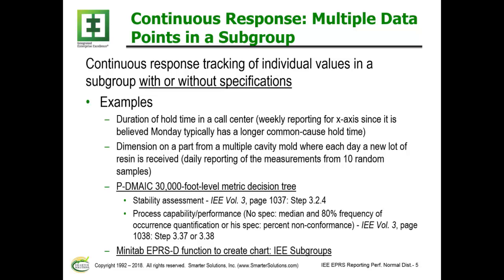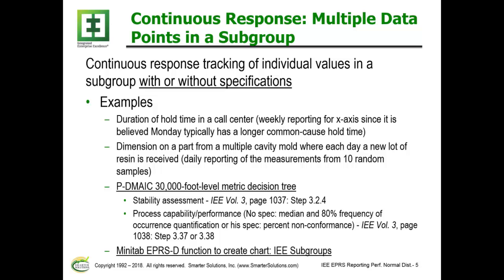Let's consider the situation now where we have multiple data points in a subgroup. This could be, for example, hold time in a call center, where weekly we're reporting the data because Monday always seems to be longer, and we consider that common cause variability. Another one could be the measurements on a part from a multiple cavity mold where each day a new lot of resin is received. So we don't want to view the resin composition as a source of special cause, but we want to view that as common cause.